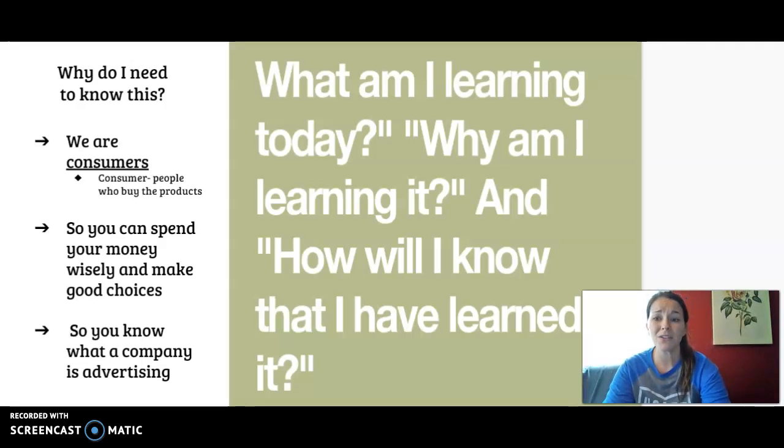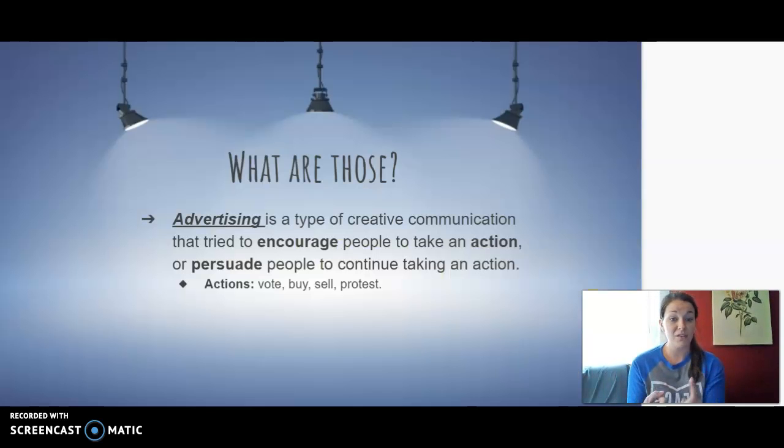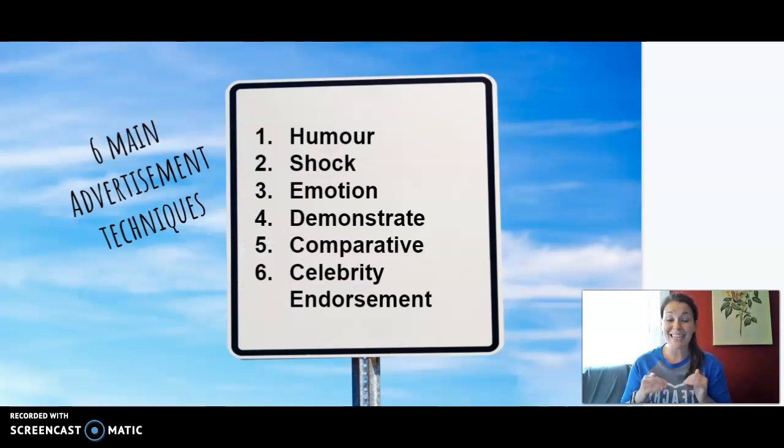So going back to what actions we have, we can vote, buy, sell, or protest, which means to be against something. Right now, we are in an election year. We have new candidates running for president. So we're going to see a lot of those advertisements that are trying to persuade us to vote for a certain person. And they're going to use all 6 of these different techniques to try and get us to choose who they want to win.